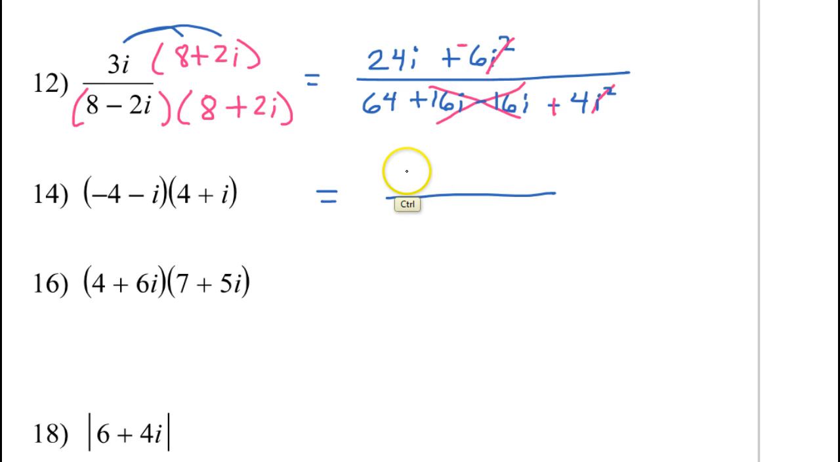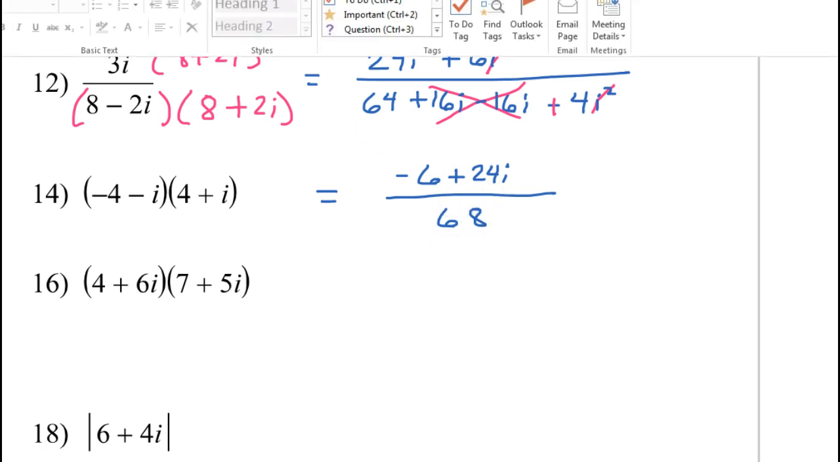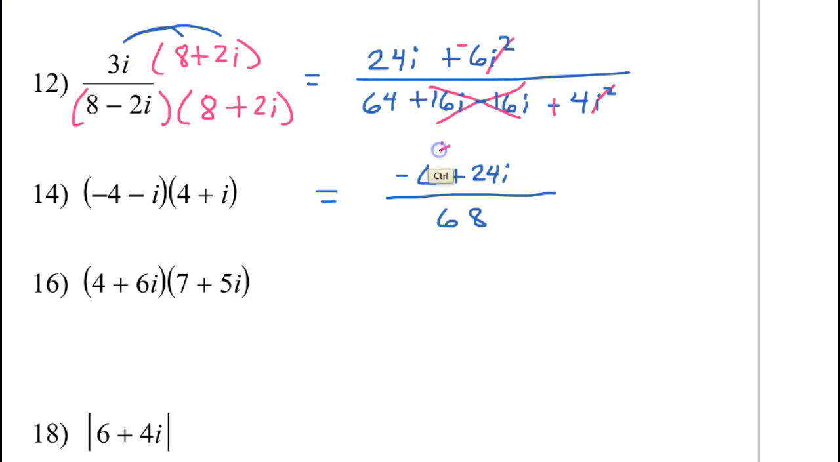So in the numerator, I now have negative 6 plus 24i. In the denominator, we have 64 plus 4, so that'll be 68. Now I'm noticing that all three of these are divisible by 2. So let's go ahead and do that and see what happens. Alright, so I'm going to divide all of these by 2.